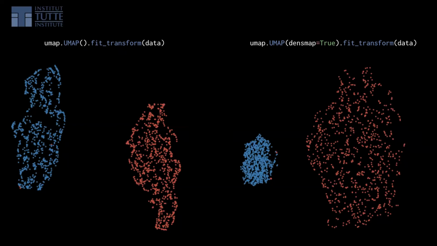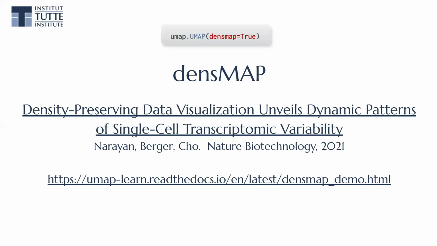All right. So if the answer is yes, then you can set your densmap parameter here to be true, and you're off to the races. DensMAP is a variation on UMAP, which works to preserve some of the local density of your original ambient space. This was originally a paper by Narayan, Berger, and Cho in Nature Biotechnology. You can give that a read, or if you're looking for something a little bit lighter, then you can look at the Read the Docs page.